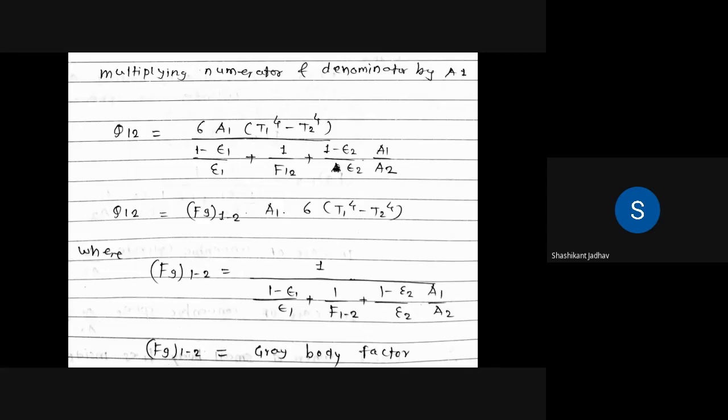Okay, so this is the gray body factor. What is the equation for the gray body factor? That is 1 upon [(1 minus epsilon 1) divided by epsilon 1, plus 1 upon F12, plus (1 minus epsilon 2) divided by epsilon 2 into A1 upon A2]. So this is the gray body factor. Okay, the next slide.